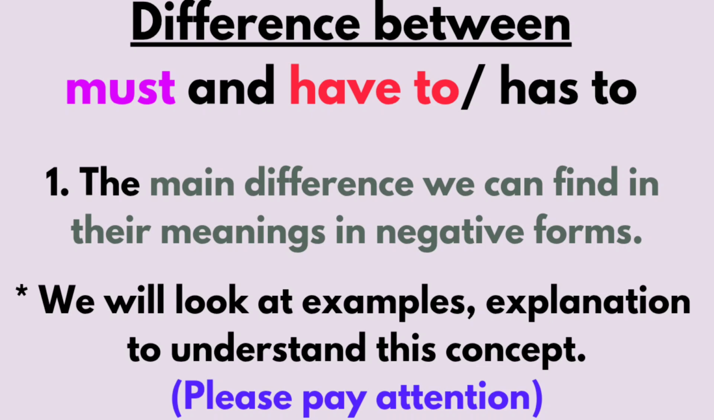In this video, we are going to talk about the difference between must and have to or has to. The main difference we can find is in their meanings in negative forms. Before understanding the meaning in negative forms, we need to know the structure in negative statements. We will look at examples and explanations to understand this concept. Please pay attention. Let's get into the examples.